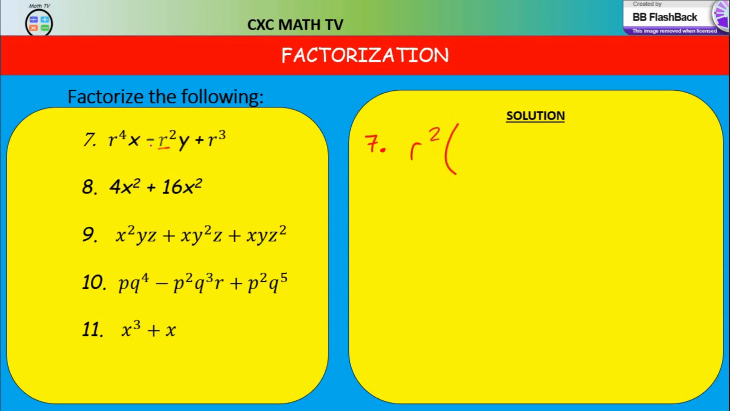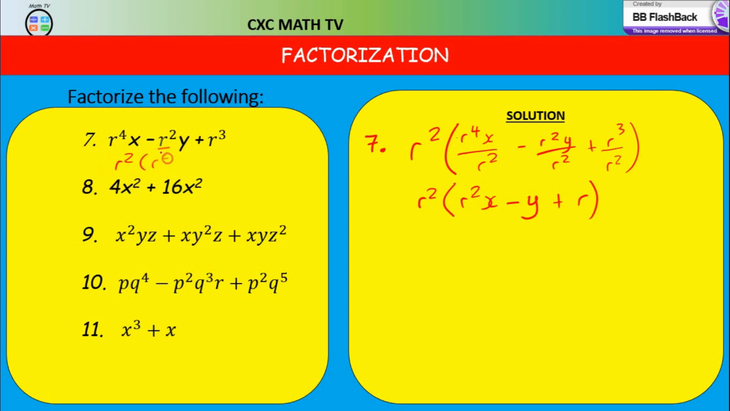Now do the division. So r to the 4 x divided by r squared, minus r squared y divided by r squared, plus r cubed divided by r squared. That works out to be r squared in bracket. R to the 4 over r squared leaves r squared. Put back an x. R squared over r squared cancels. That leaves minus y plus r cubed over r squared leaves r. That's the answer. R squared in bracket r squared x minus y plus r.